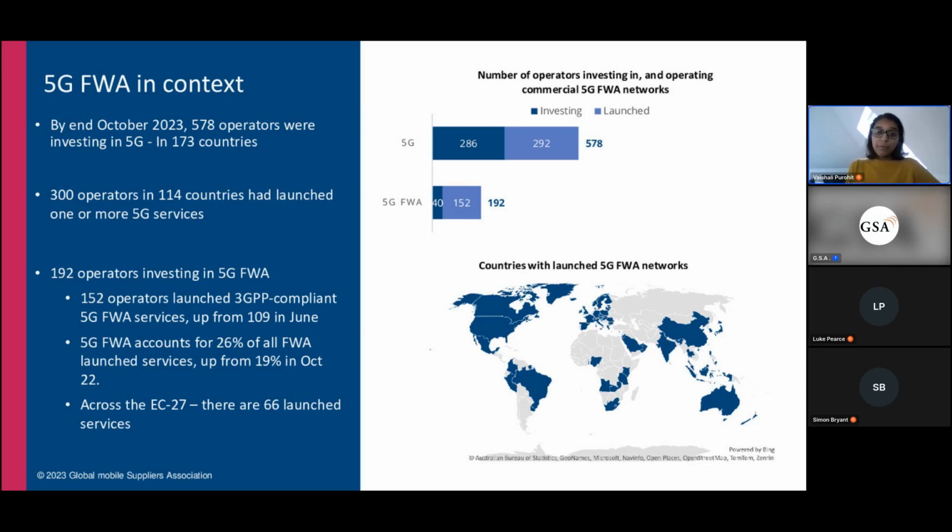As you can see from the map, much of North America, Europe, Oceania, and the Gulf have launched services. For example, across the EU27, there are now 66 launched services in most markets. We expect 5G services to continue growing. Existing LTE fixed wireless connections are expected to be upgraded to 5G connections. Plus, incremental 5G fixed wireless adoption is expected, thanks to the additional bandwidth offered by the next generation connectivity and a push by some operators.